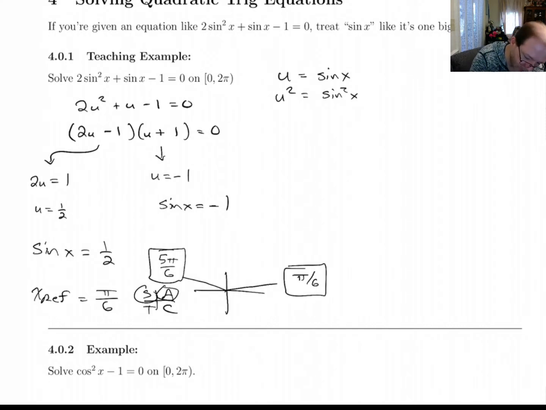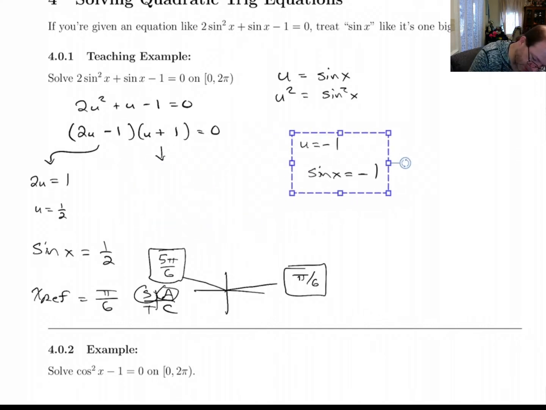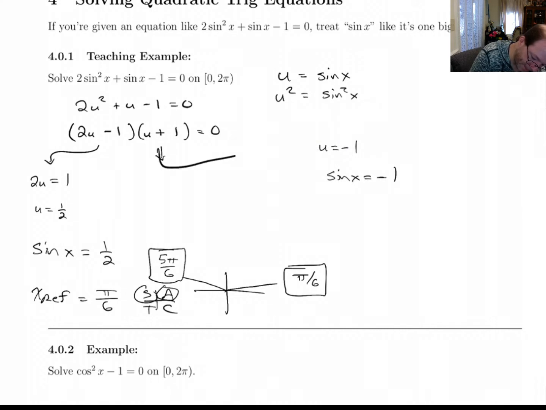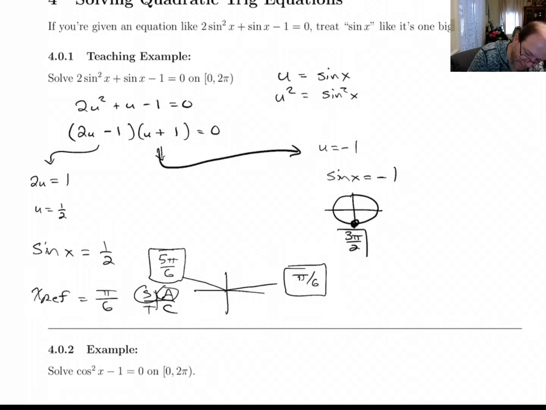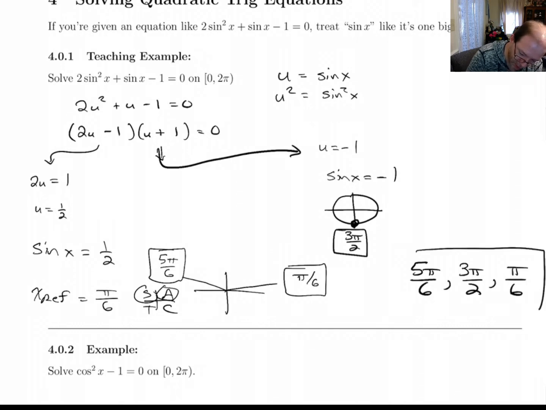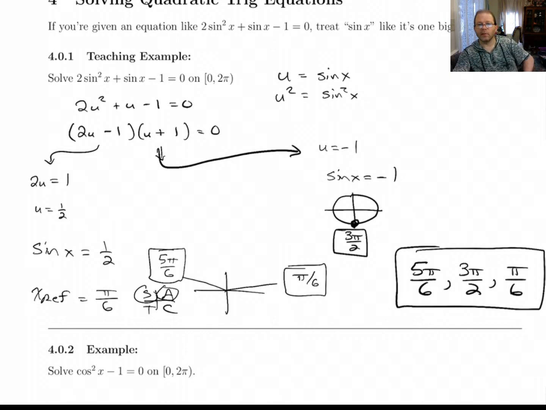So that's two solutions. I'm going to move this over here. So sine x equals negative 1. Remember, sine is the y-coordinate here. So y is negative 1 down here, and that's at 3 pi over 2. So we get three solutions to this thing. We get 5 pi over 6, 3 pi over 2, and pi over 6, written there in no particular order. So three solutions. Let's check it.